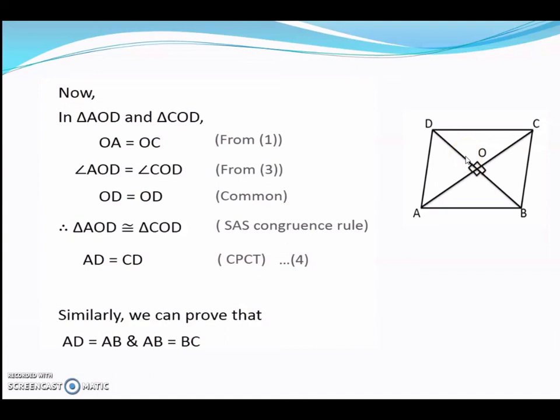If they are congruent, then by CPCT, DC and AD are equal. Now already we know AD and BC are equal. So which means these two are also equal. That means all are equal. These two are opposite sides. So ultimately all the sides become equal to each other. So which means that ABCD is a rhombus.